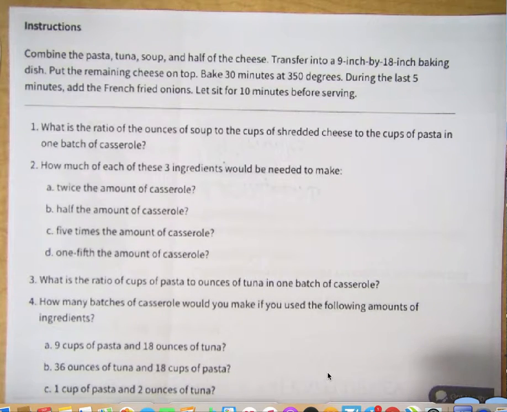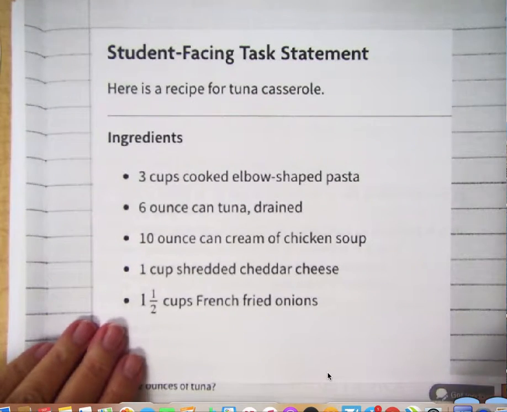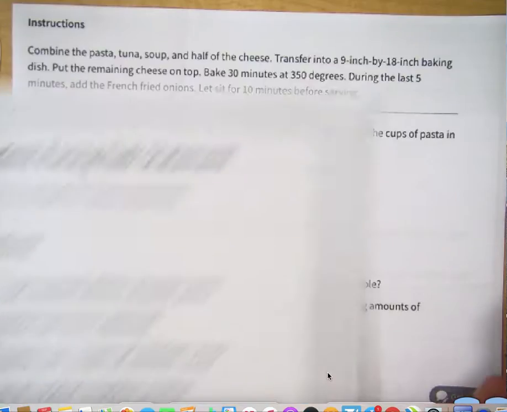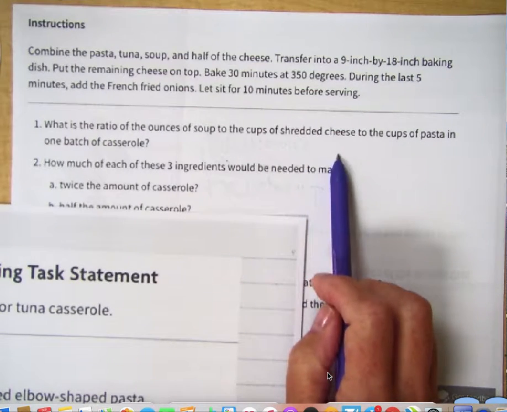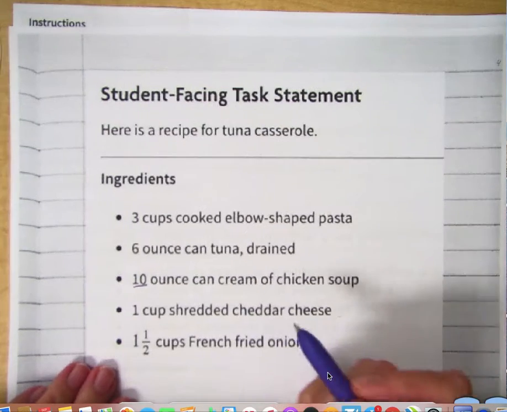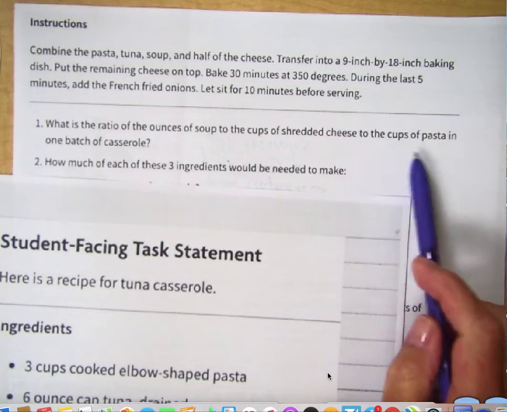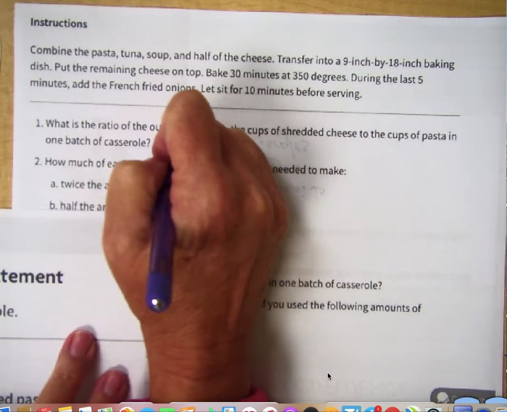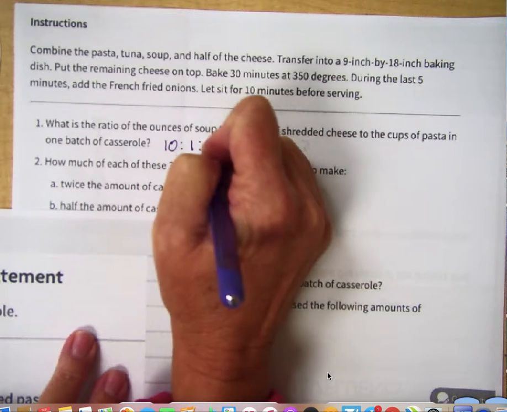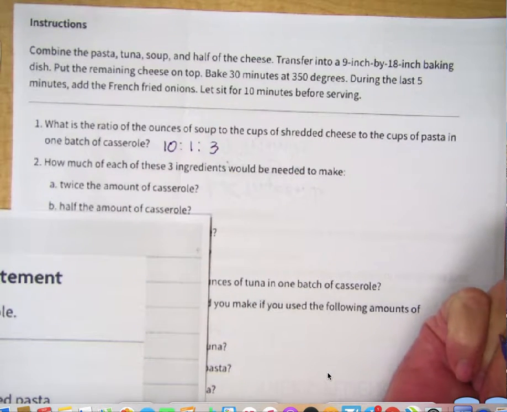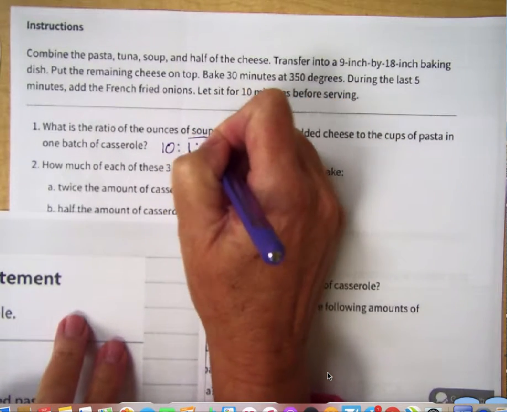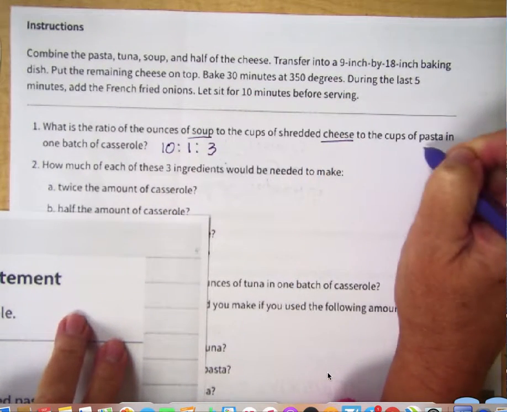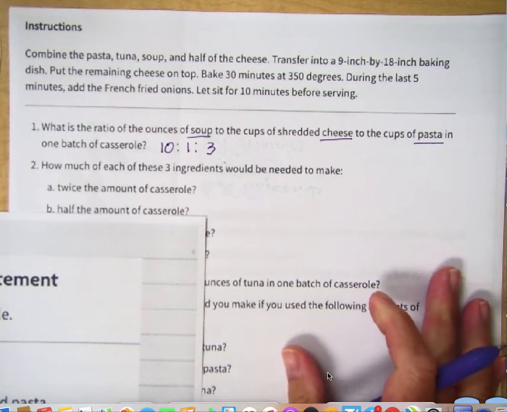Okay, so the question is, what is the ratio of the ounces of soup, let's go back to our recipe, ounces of soup. How much soup? 10 ounces. To the cups of shredded cheese, 1 cup, to the cups of pasta. So that ratio is going to be 10 to 1 to 3, right? Soup to cheese to pasta, okay?